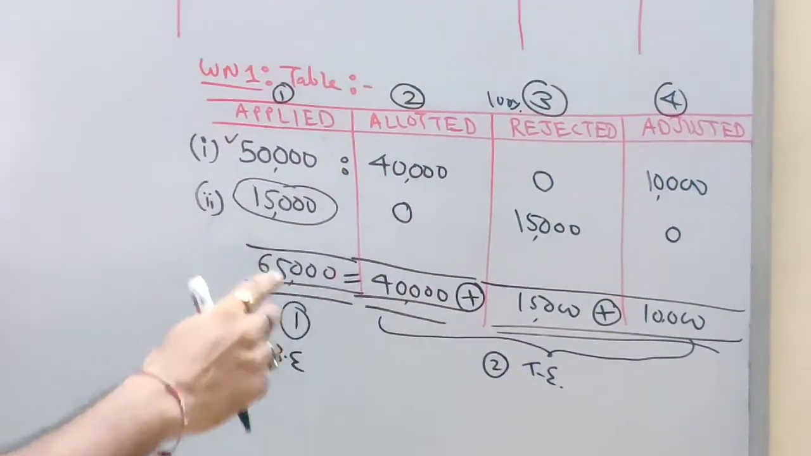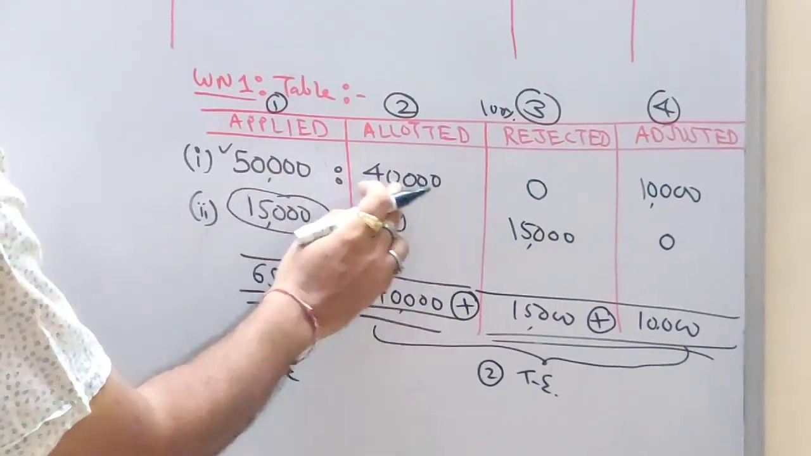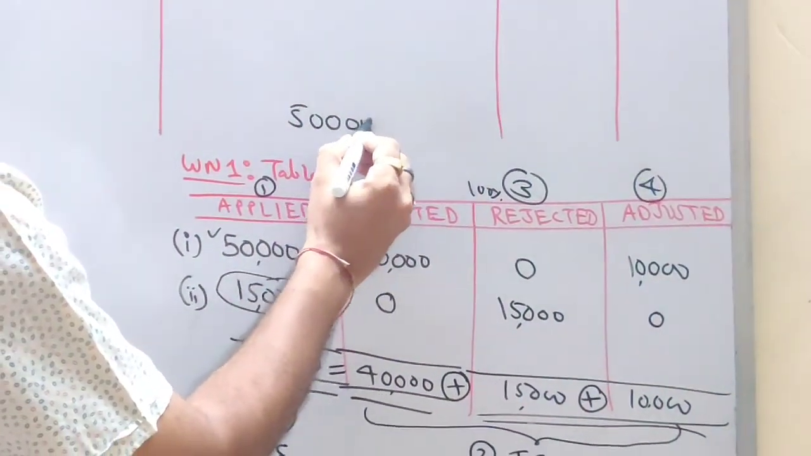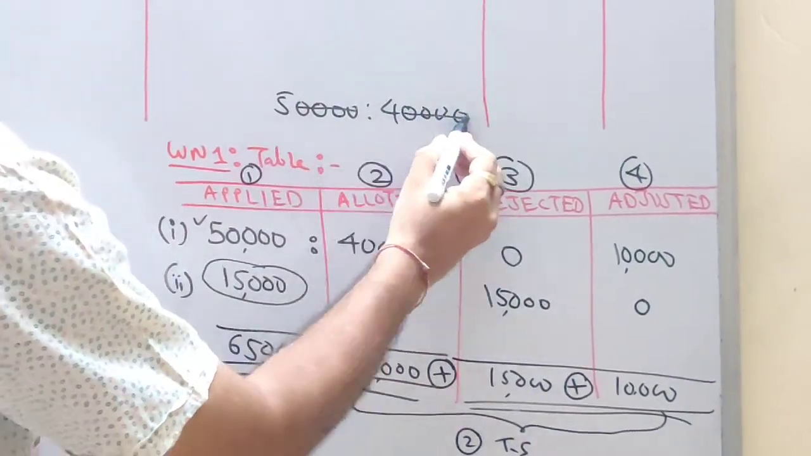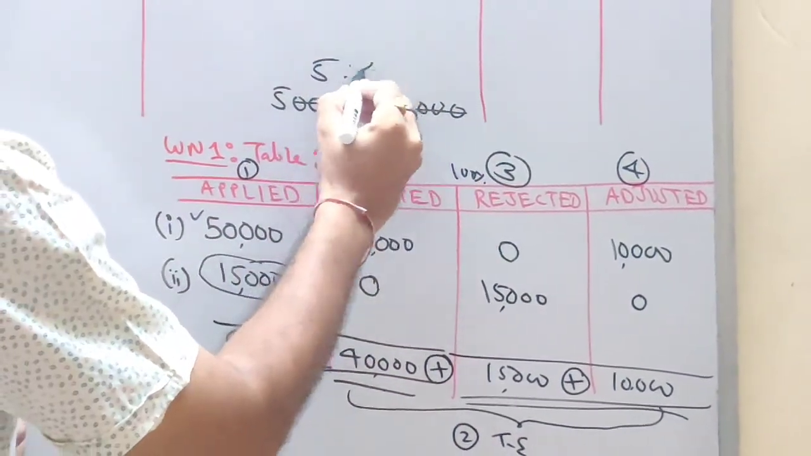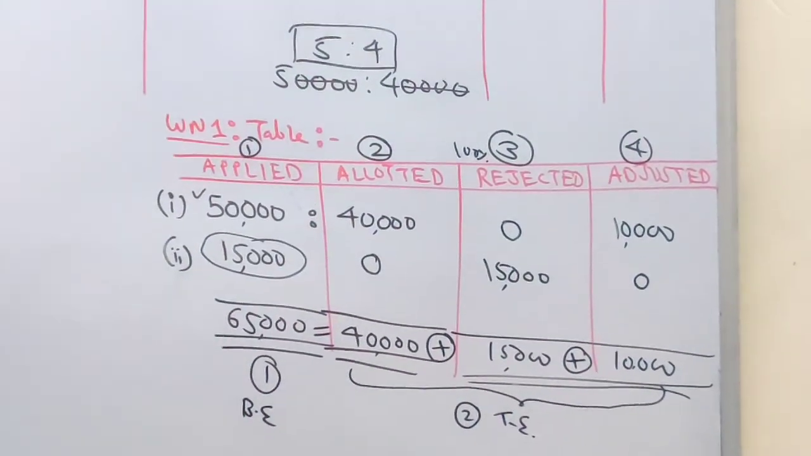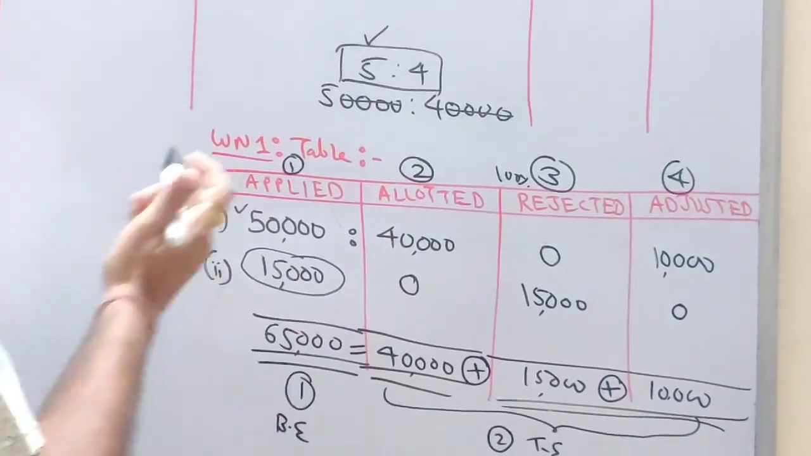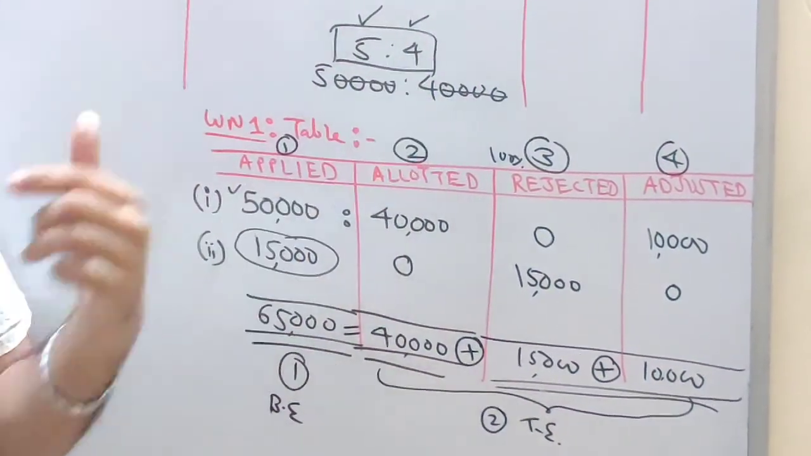Also, the third benefit of making this table, you can get the ratio here. So what is the pro rata ratio, students? You have to simplify this. 50,000 is to 40,000. First cancel zeros. So what is the ratio? 5 is to 4. This is the pro rata ratio. What does it indicate? Those who have applied for 5 shares will be allotted 4 shares.